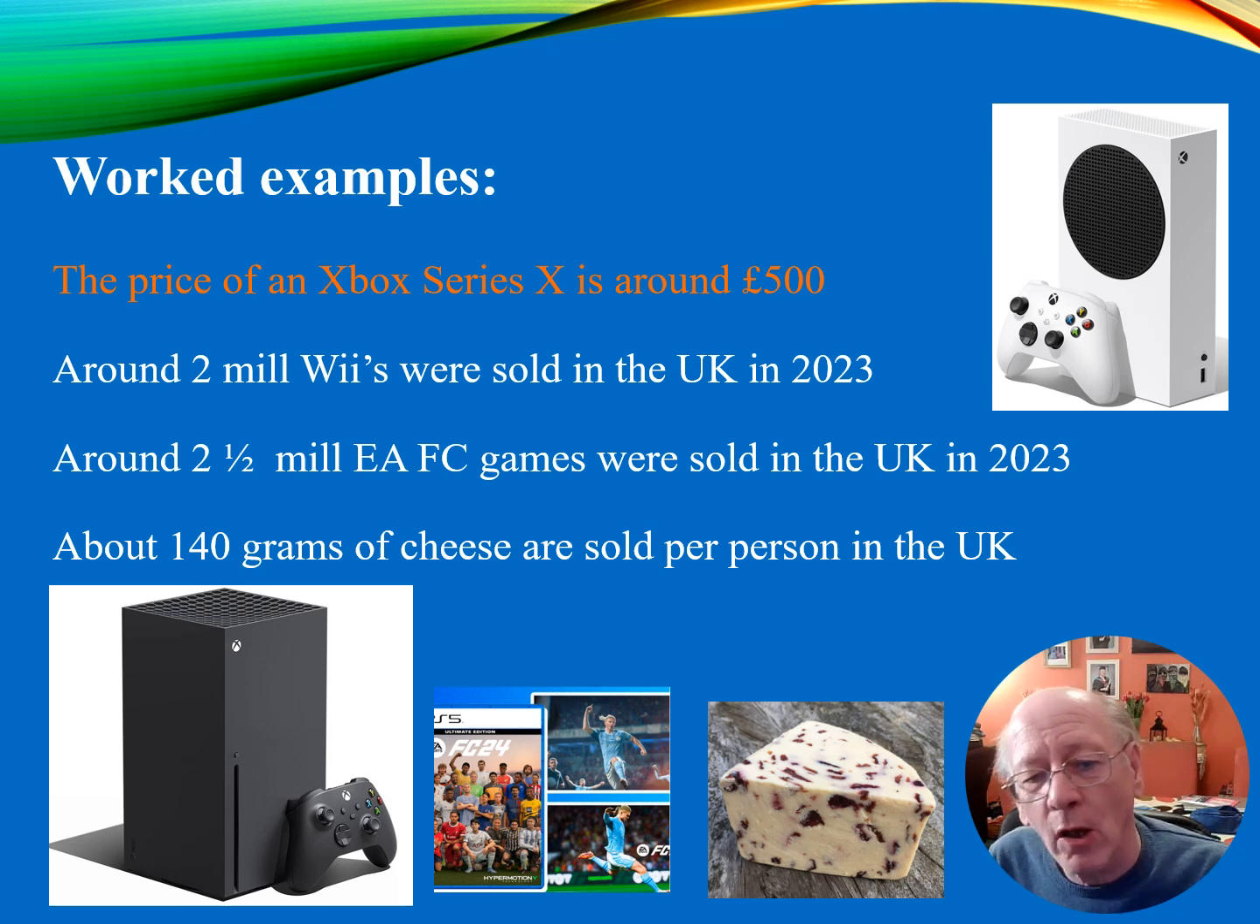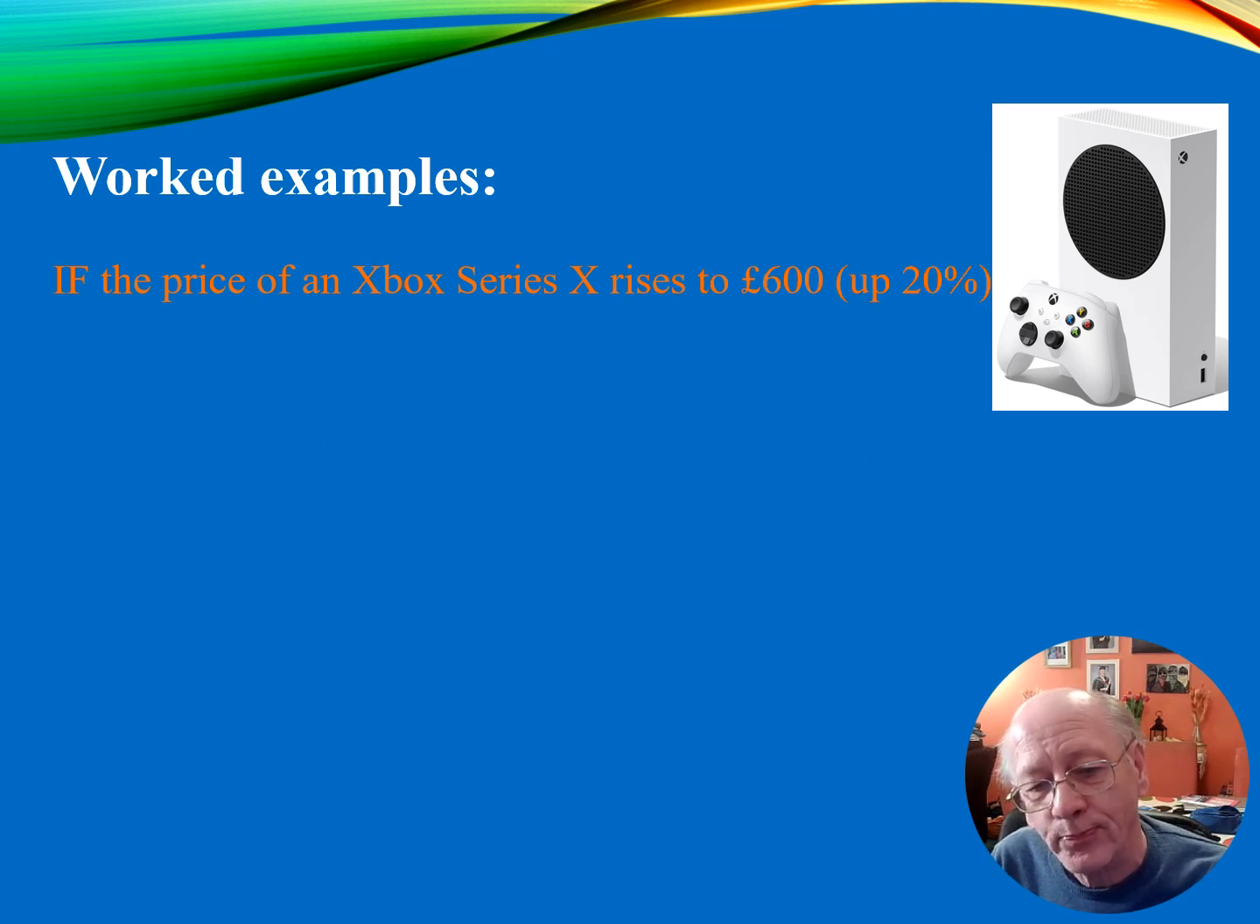Let's do a worked example. This data is reasonably accurate. I've changed it slightly to make the calculations easier. The price of an Xbox Series X is currently around £500, and that's what we're going to be changing. Now, in 2023, about 2 million Wiis were sold, and about 2.5 million EAFC games were sold in the UK. And on average in the UK, 140 grams of cheese were sold per person.